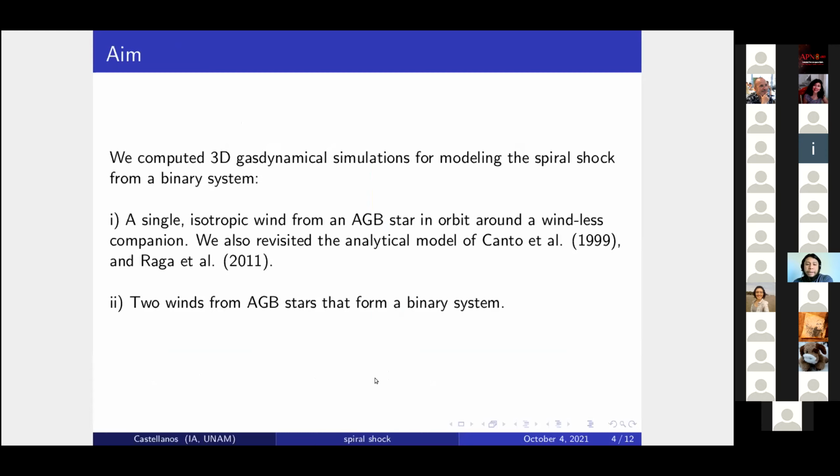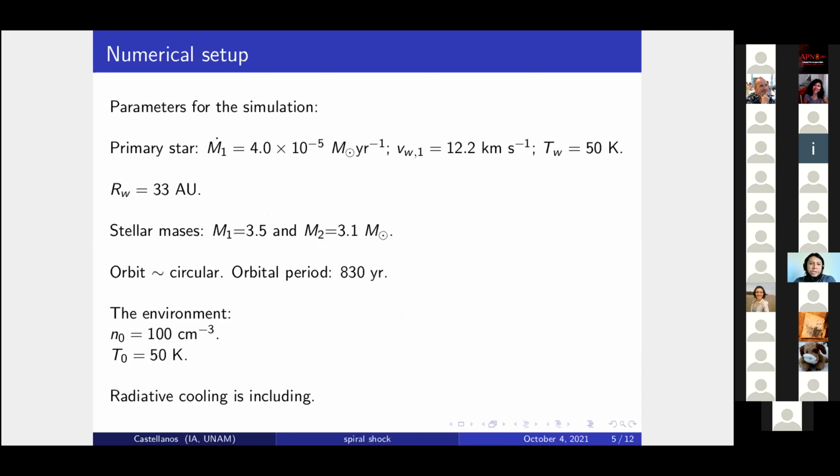So based on these works, we want to explore 3D gas dynamical simulations of a binary with two red giants, for modeling the spiral shock with one and two strong winds, considering circular orbits. In the case of one single wind, we revisited the analytical model developed by Cantó and collaborators in 1999 and Raga and collaborators in 2011. Now I show the numerical setup.